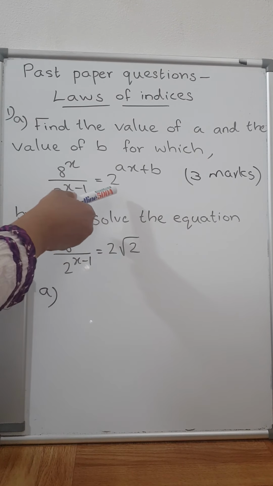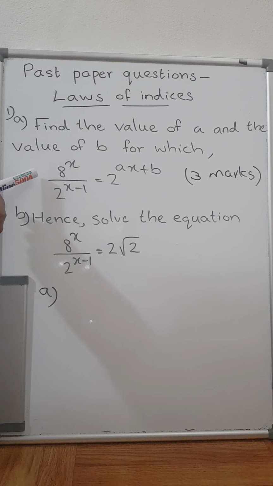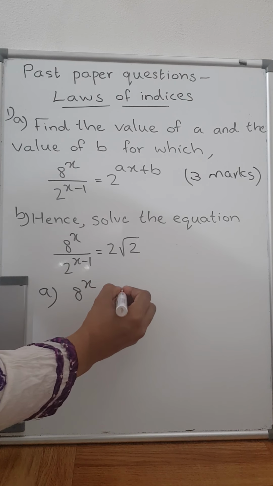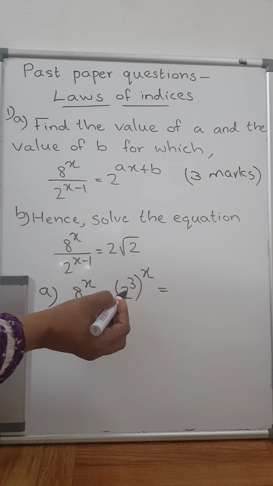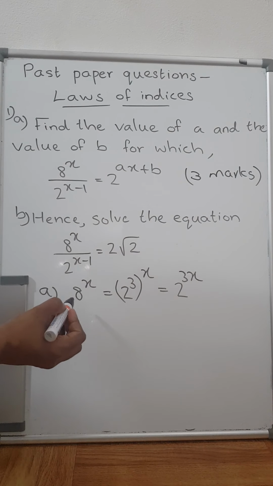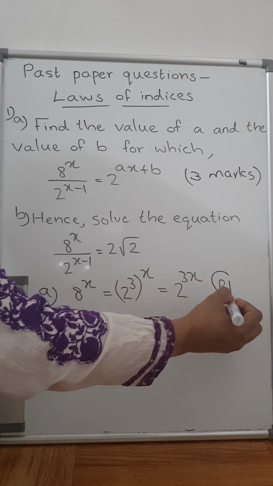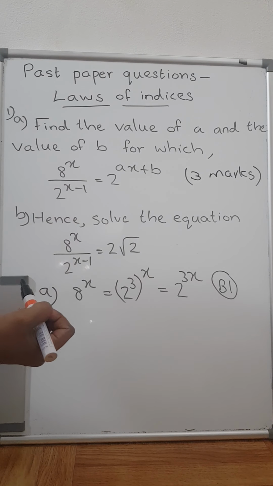You see here, the right hand side of the equation, the base is 2. So we will try to make the base of the left hand side of the equation also 2. We know that 8 is 2 cube. So we can write 8 to the power x as 2 cube to the power x. Using power law in indices, we can write it as 2 to the power 3x. For writing 8 to the power x as 2 to the power 3x, we get 1 mark, B1, the independent mark.